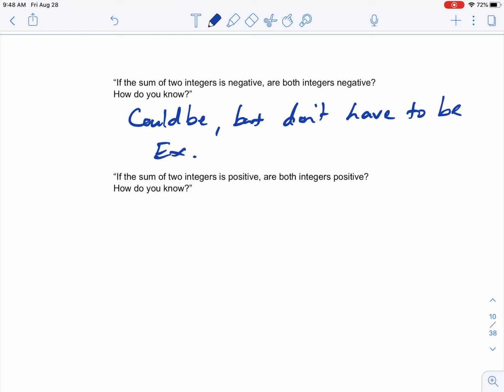And let's give you an example here. If I had you take a positive 4 and add to that a negative 5, I want you to think about what that would be. Positive 4 and negative 5 would give us a negative 1. So the sum is negative, but both integers were not negative. One was positive and one was negative. So it could be, but it doesn't have to be that way.